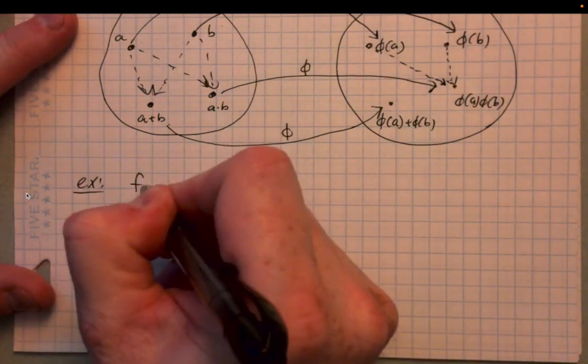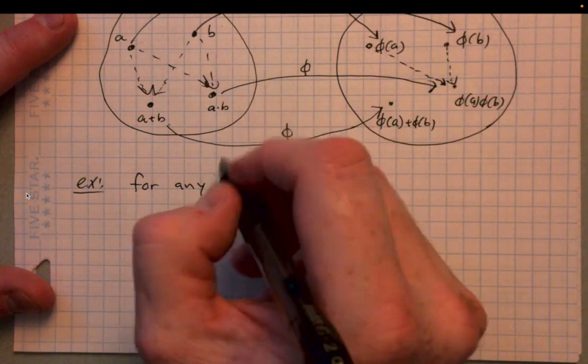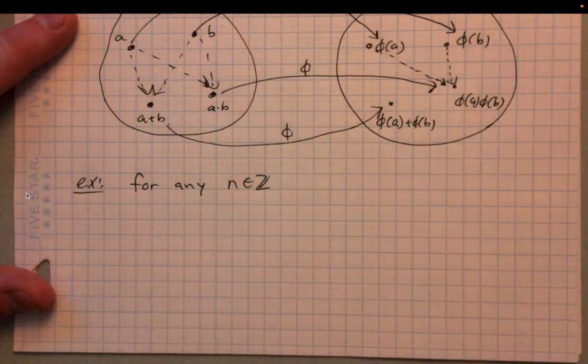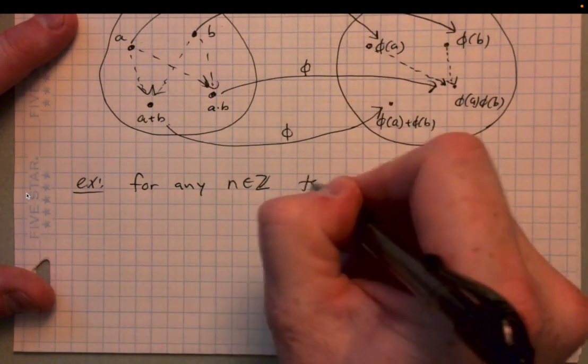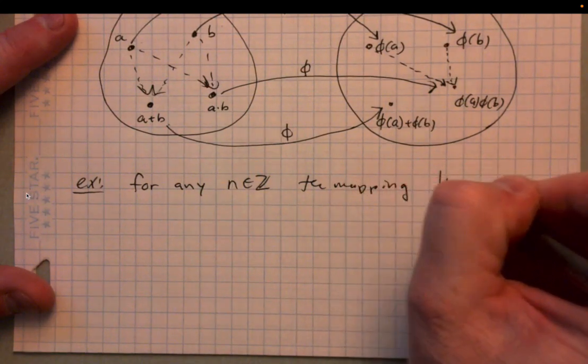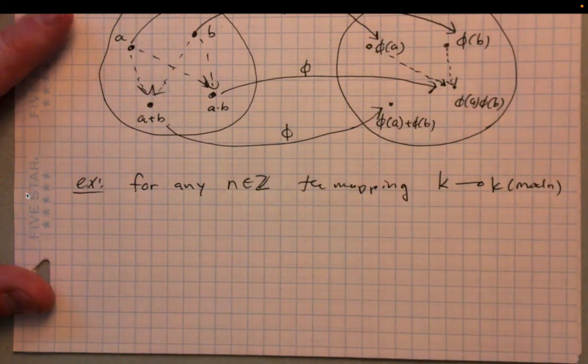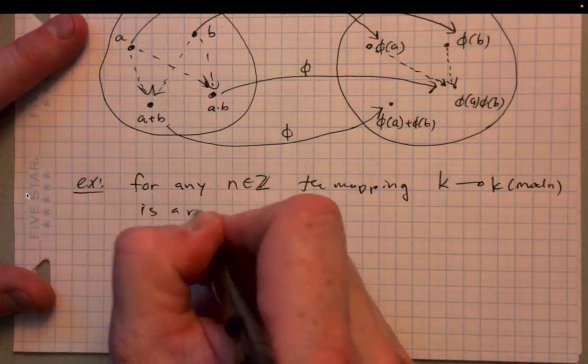The first one we'll look at is for any integer n. For any integer n, the mapping k to k mod n is a ring homomorphism.